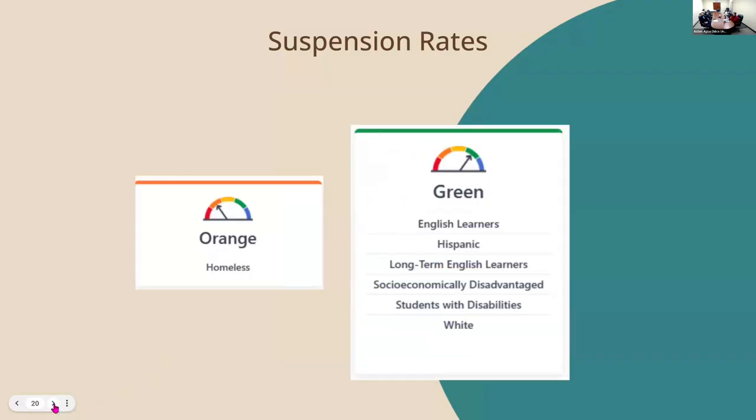Just breaks it down a little bit more. The area of growth, the area that we really want to focus on, is our students that are homeless in the orange. It's not a big group for us, but they are students that we're suspending more than we want to be suspending. So what we do with this is we run reports so we know who those students are.